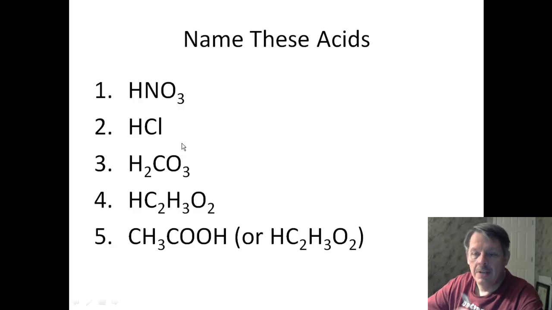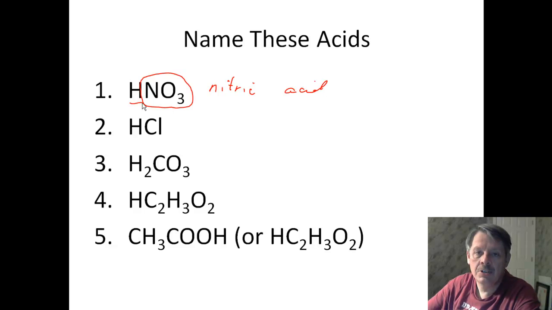Okay, so let's name these acids. Well, as I look at the first one, I always look at the anion, and this is nitrate. So since this is ate, it becomes an ic acid, so nitrate would become nitric acid. Right? In fact, there's a hydrogen in it. Don't say that's hydronitric. It's just nitric acid. Remember that all acids start with H.